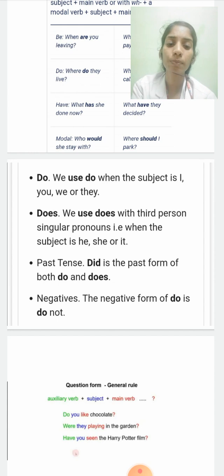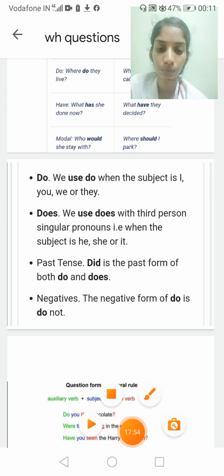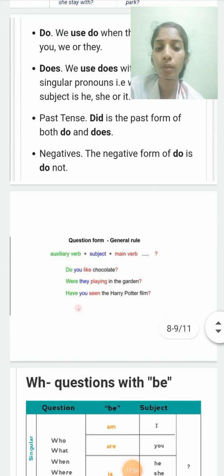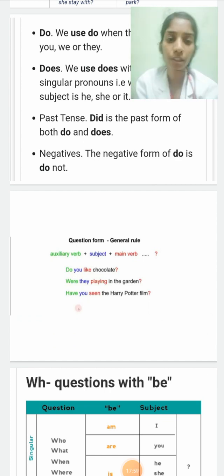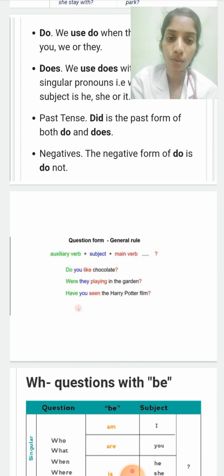So the do form has the subjects I, you, we, they, and does refers to the singular pronouns, the subjects he, she, it, third person singular. Then the past tense is the past form of both do and does. Negatives are sentences with the negative forms. In the negative form, do becomes do not, did becomes did not, does becomes does not. So like that we can use the negative forms.